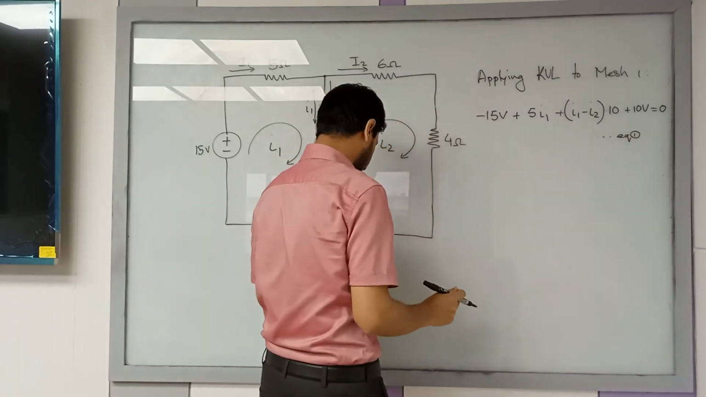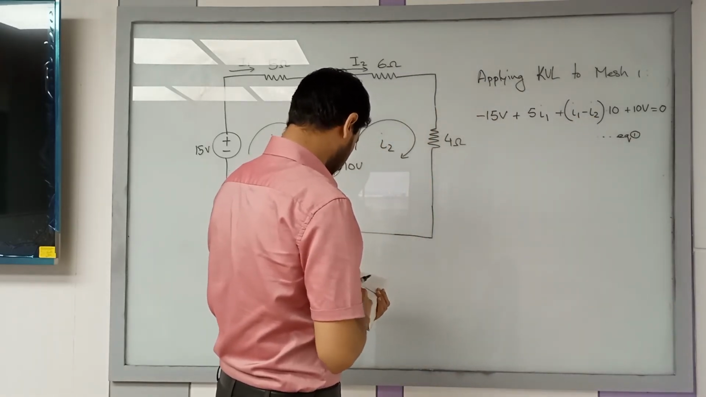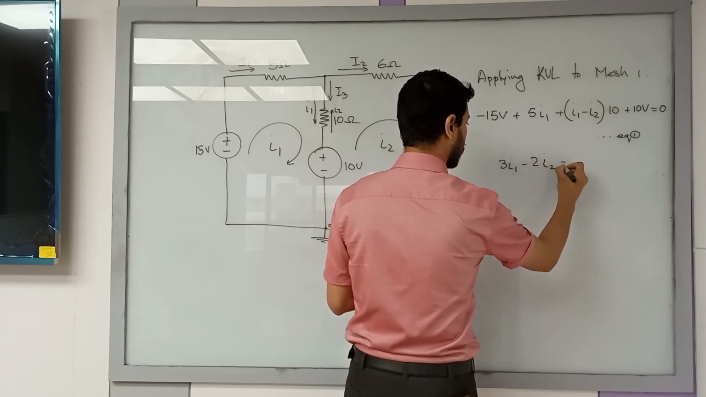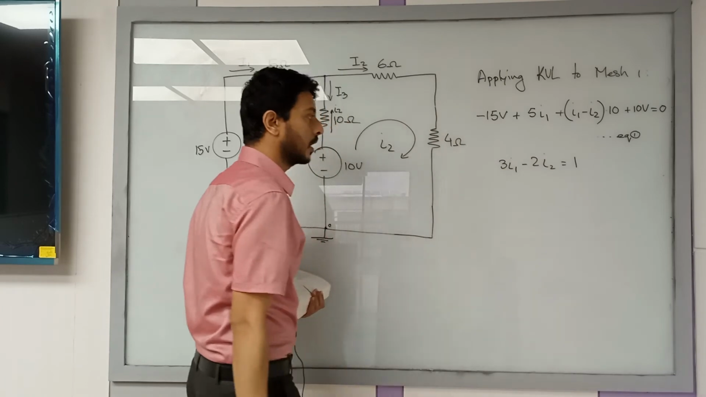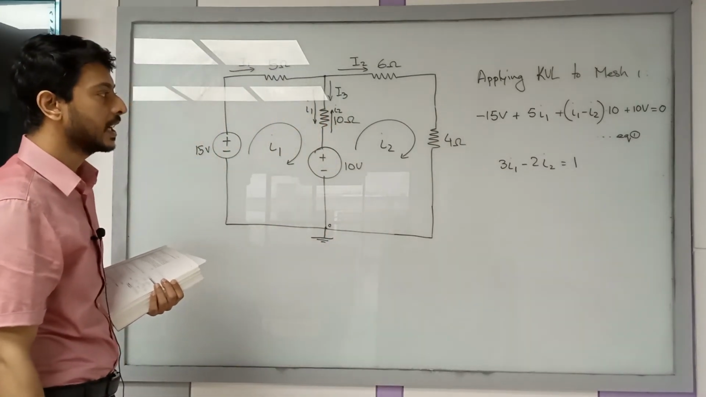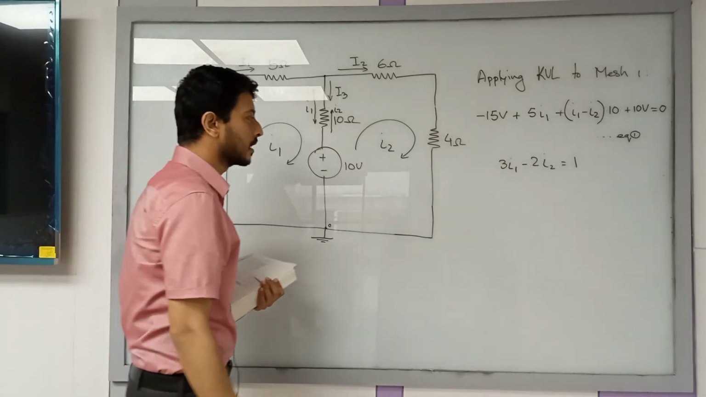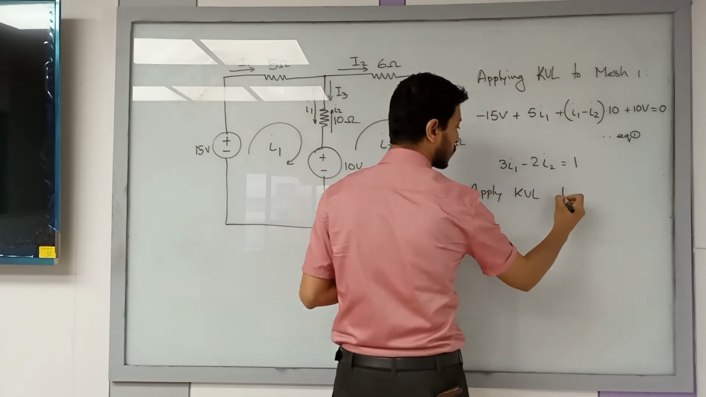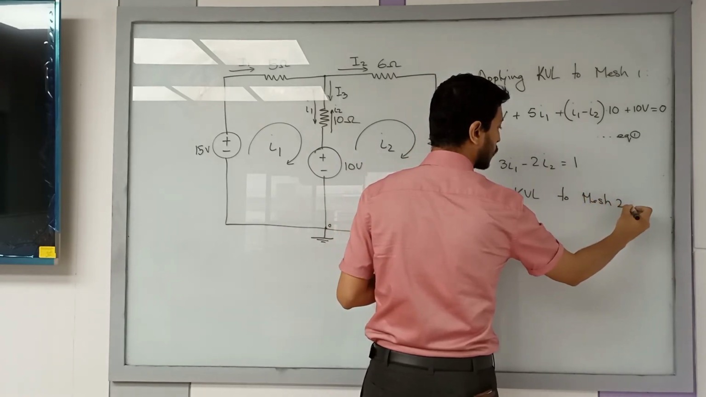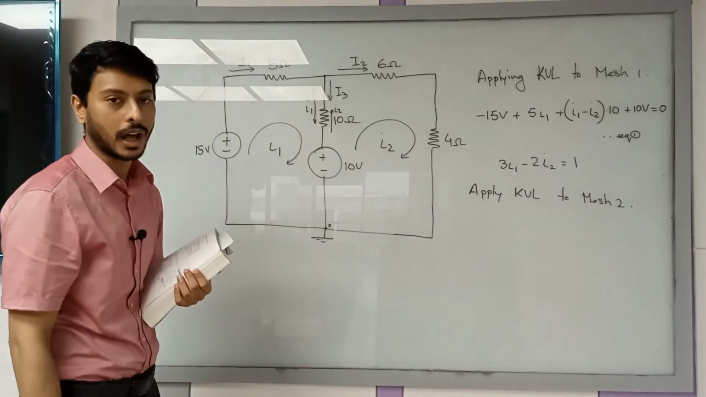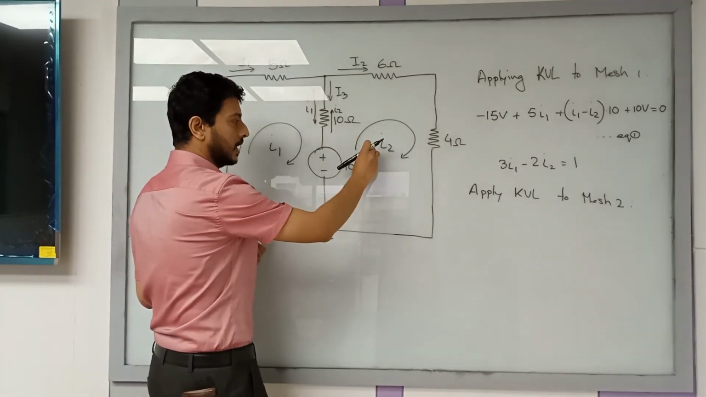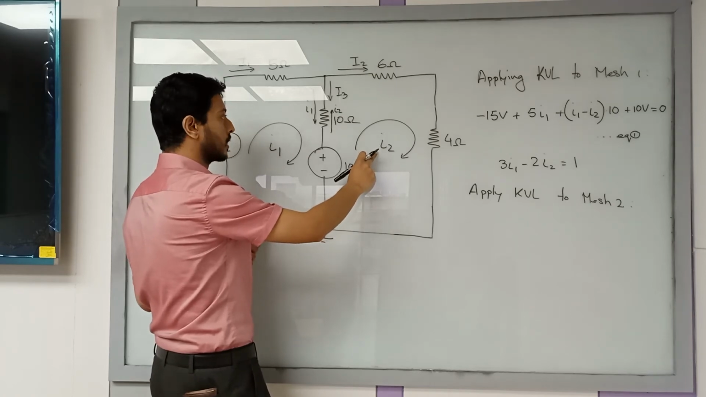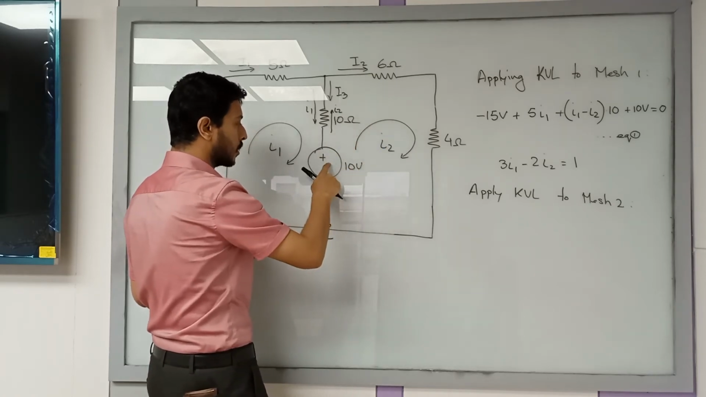You simplify this, you will get an equation like this. Okay, if you simplify that, you will get an equation like this, and then you have to apply KVL to mesh 2. So this is your primary mesh now. When you are using mesh 2, this I2 current will be your primary current. So just remember that. So this is your voltage source here.